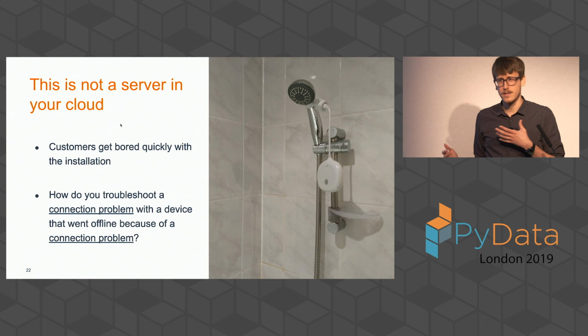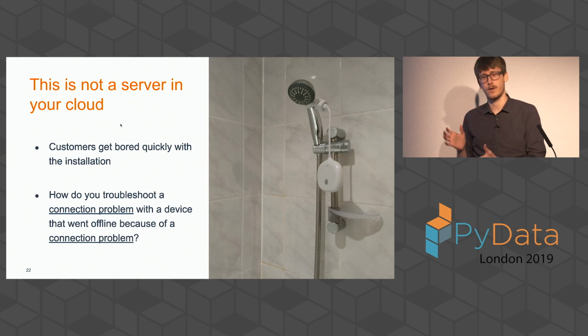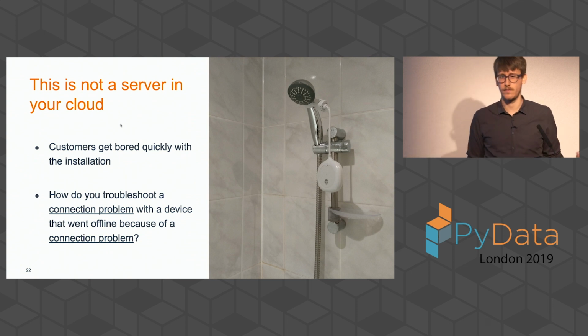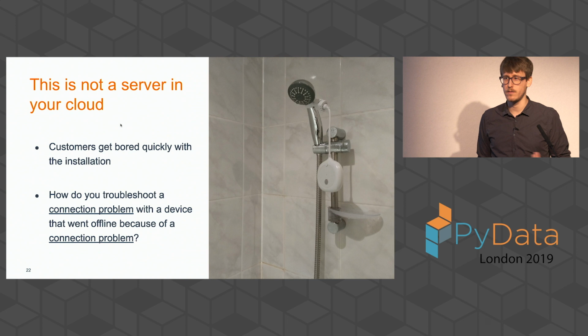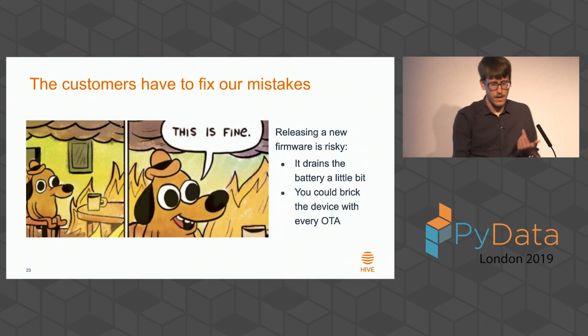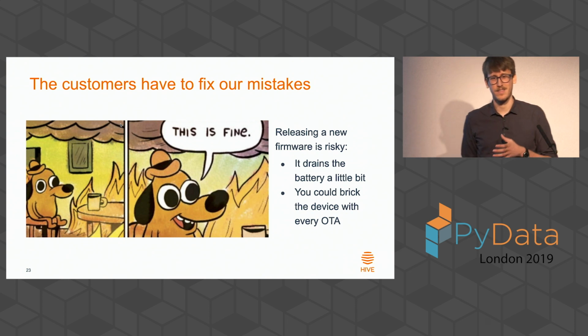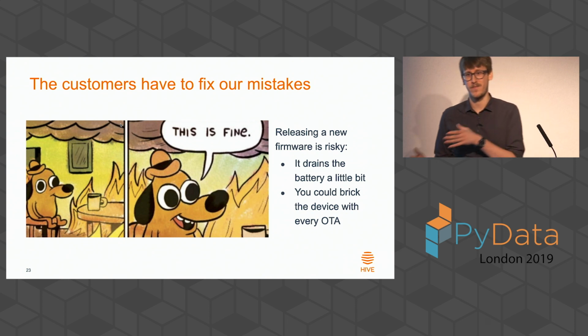But also, it's tricky because if you have a problem or a bug in your software that takes the device offline, how do you know what happened? Because the device is offline. It's not going to send any more data for you to troubleshoot. And how do you fix that? Anything you do will affect the customers, and they will be the one fixing your mistakes.